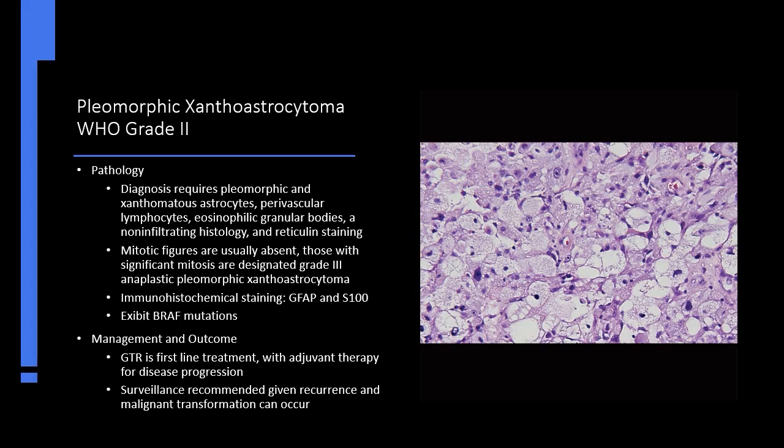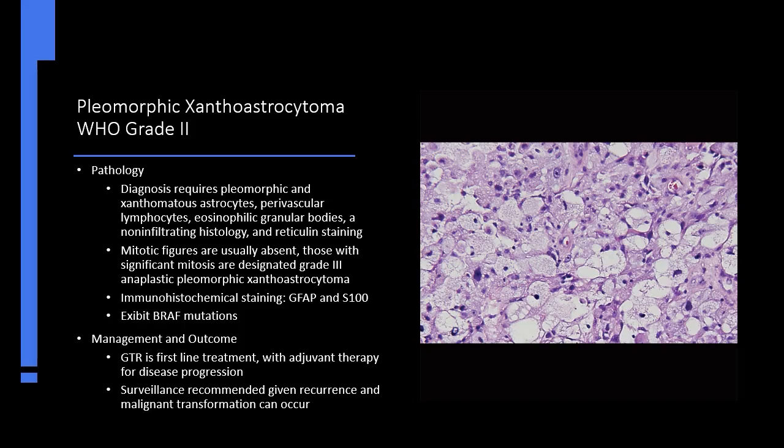Cells may contain variable amounts of hyaline protein and lipid droplets, and these lipid-laden cells with scant cytoplasm are characteristic. Mitotic figures are usually absent. However, a subset of tumors have been found to have significant mitotic activity, and these are now designated as anaplastic pleomorphic xanthoastrocytomas, and are defined as a more malignant grade 3 tumor.